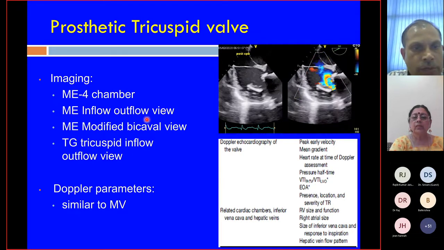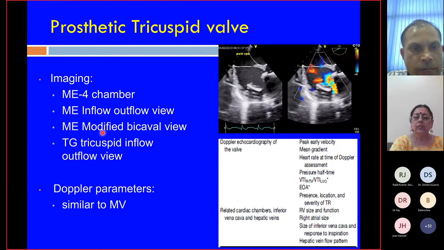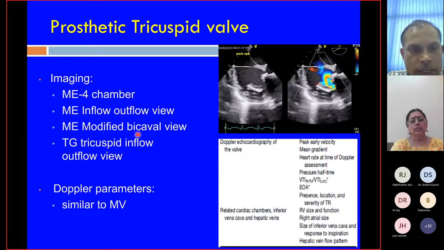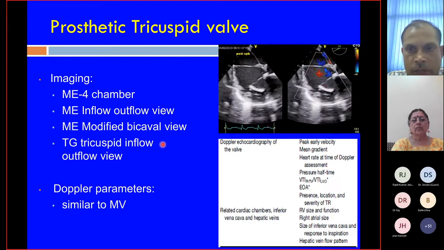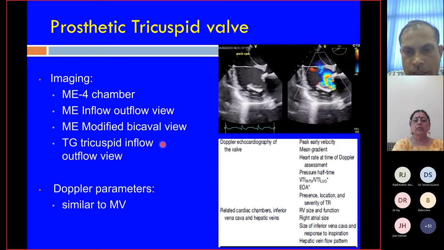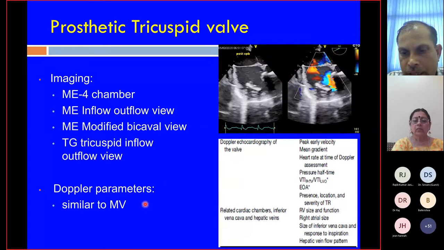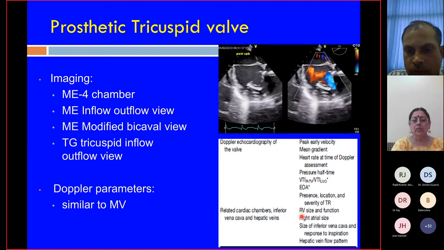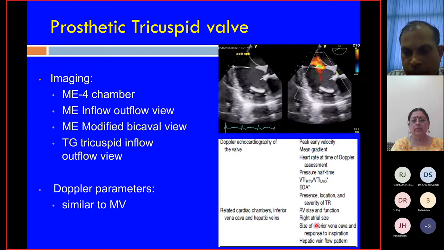In tricuspid valves, the views for examination would be the midesophageal four chamber view, the midesophageal inflow-outflow view, the midesophageal modified bicaval view, and the transgastric inflow-outflow view. Like the mitral, you can put the continuous wave Doppler and measure the gradient. Also, you should always look for collateral damage like RV function, right atrial size, inferior vena cava size and its response to respiration, and flow reversal in the hepatic vein.